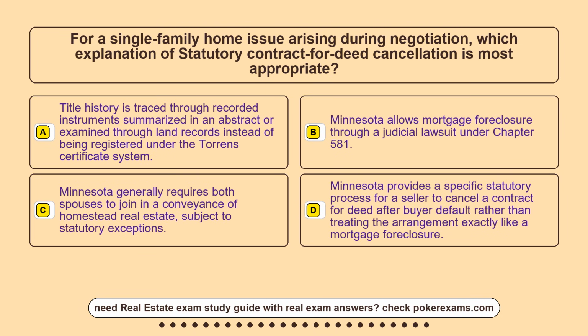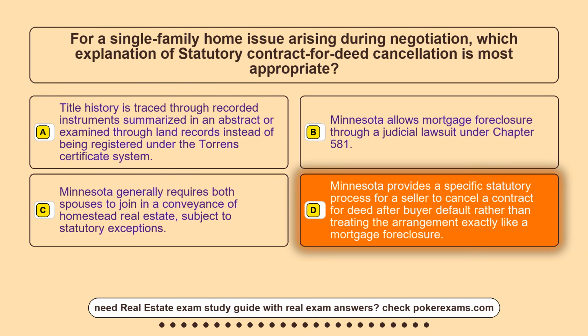Option B, Minnesota allows mortgage foreclosure through a judicial lawsuit under Chapter 581. Option C, Minnesota generally requires both spouses to join in a conveyance of homestead real estate, subject to statutory exceptions. Option D, Minnesota provides a specific statutory process for a seller to cancel a contract for deed after buyer default rather than treating the arrangement exactly like a mortgage foreclosure. The correct answer is option D.